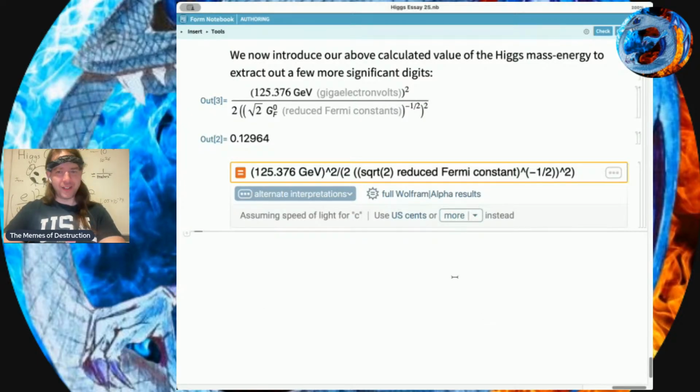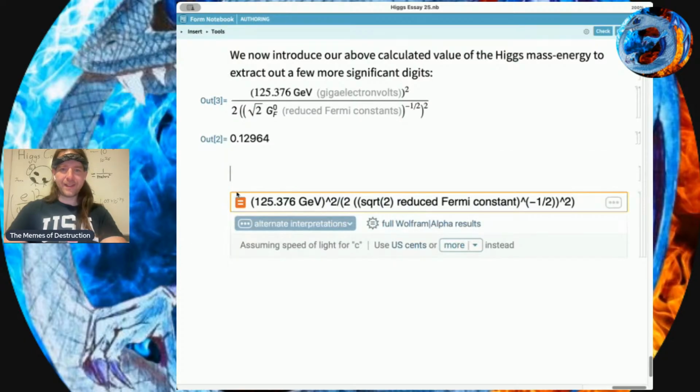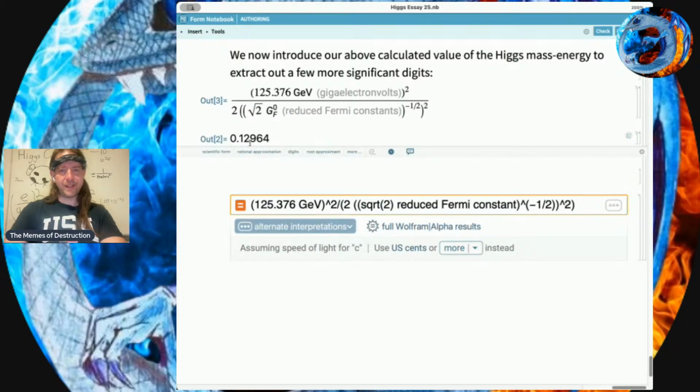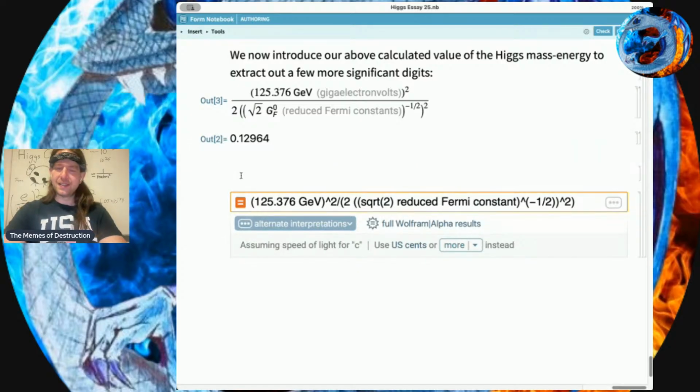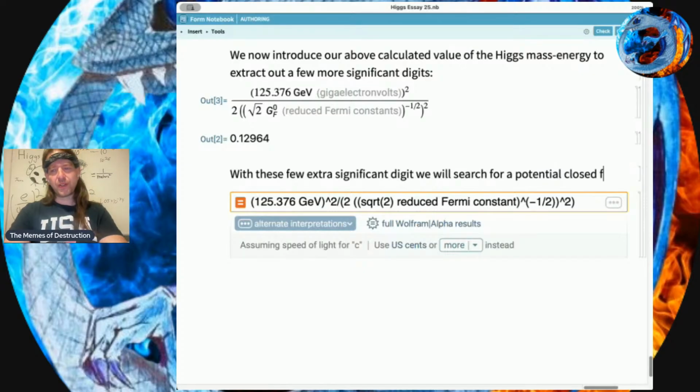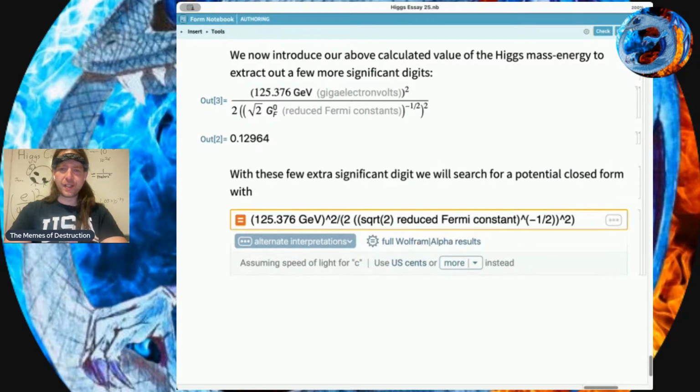Okay, let's continue here. So we've got our numbers. Now we've got a few more significant digits. This should be okay. It is computable, so cool. With these few extra significant digits, we search for a potential closed form, which we may attempt.